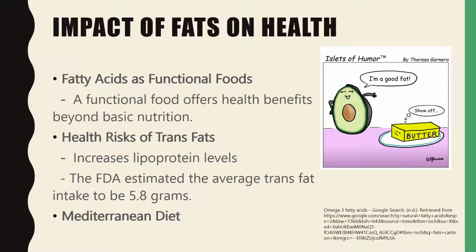The Mediterranean diet is generally a diet that's high in fruits, vegetables, grains, nuts, and fish, with more than half of the calories coming from olive oil, which is high in monounsaturated fat. They have a lower incidence of heart disease, largely due to the kinds of fats that they consume.